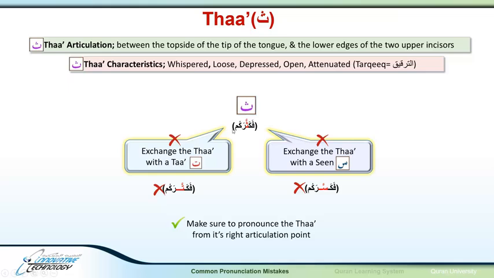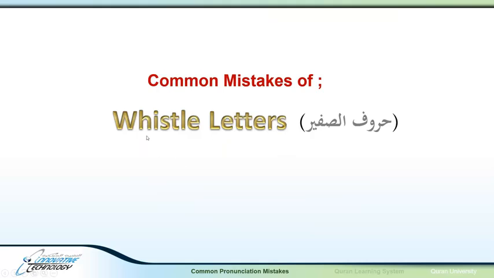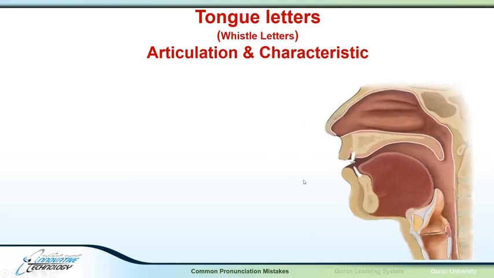فَكَثَّرَكُمْ. You have to make sure to pronounce the tha from its right articulation point and avoid exchanging it with neither the sin nor the ta. And now, with the last group of letters, the common mistakes of the whistle letters, حروف الصفير.